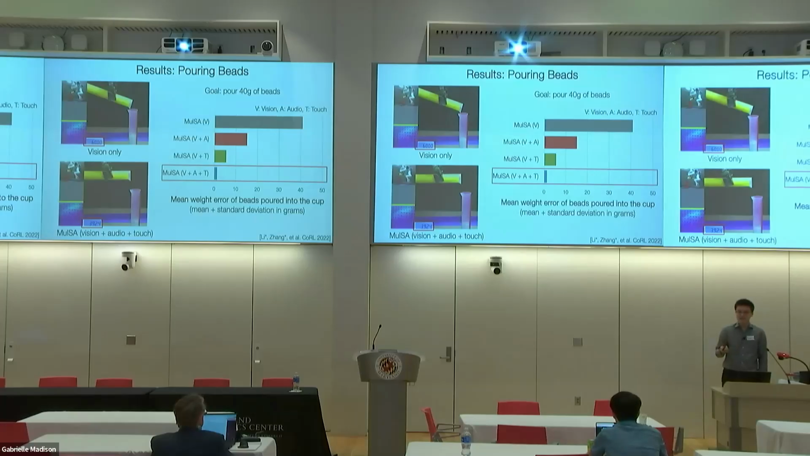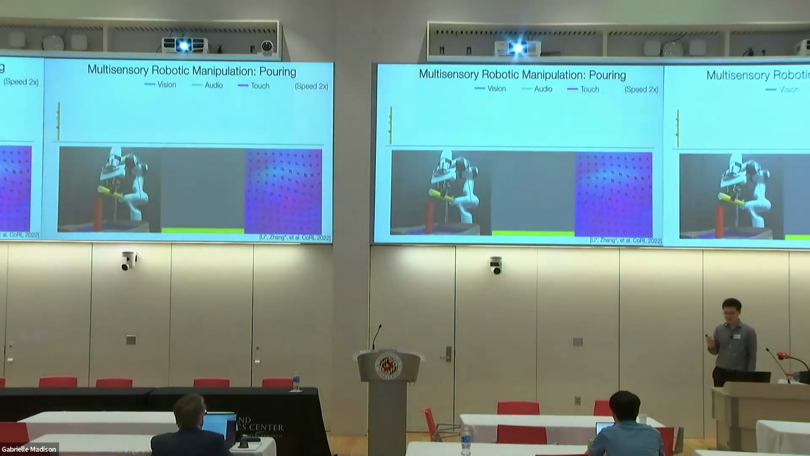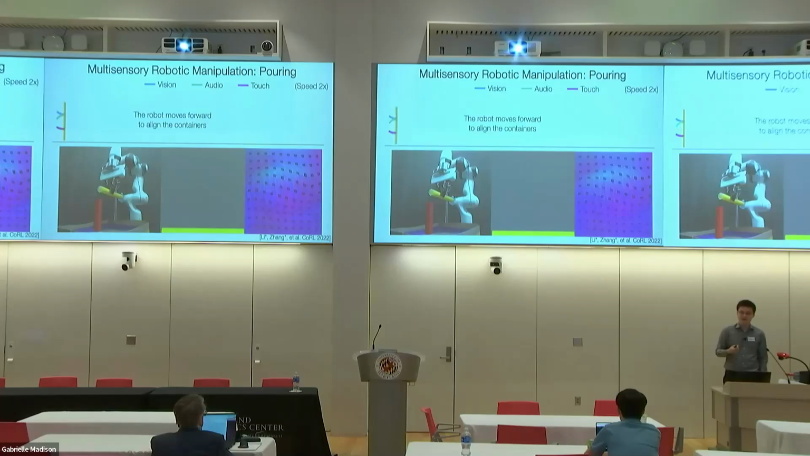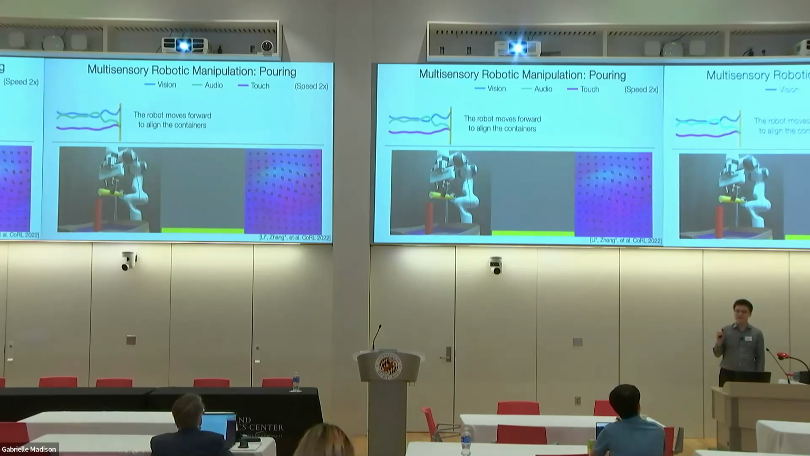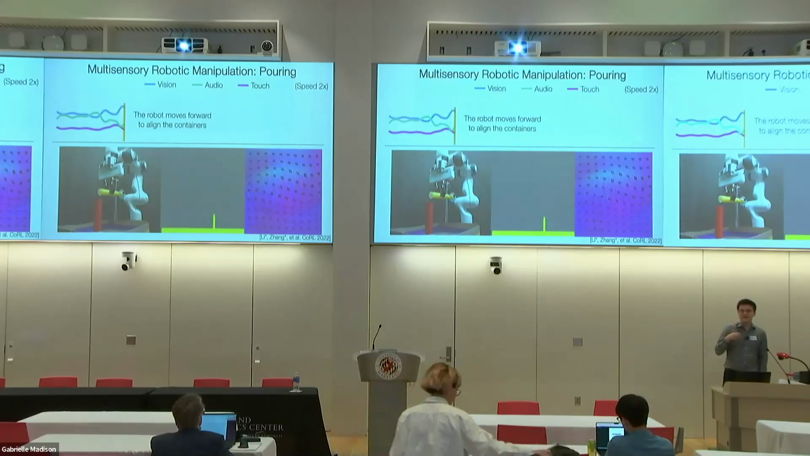And yeah, here is an example where we are trying to interpret and take a closer look at how our model leverages all three modalities at different stages of the task. Because we are using a self-attention based model, we can visualize the attention scores as the robot accomplishes the task, right? So here at the beginning, if we look at the attention scores, initially, if we want to pour the beads, the robot needs to align the containers, right? To align the yellow container and the red container.